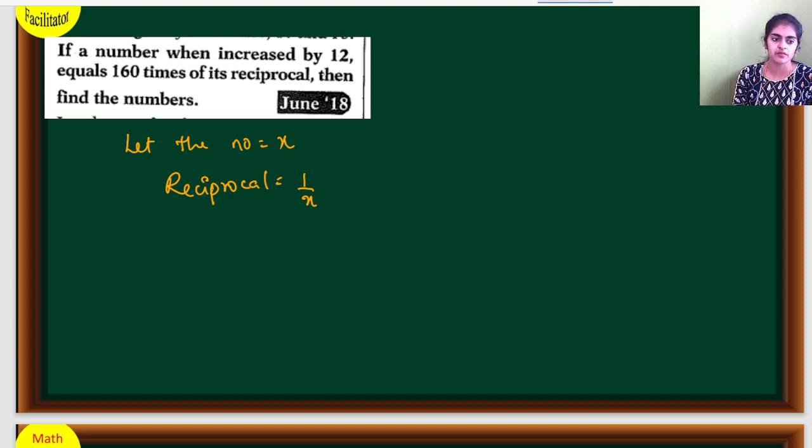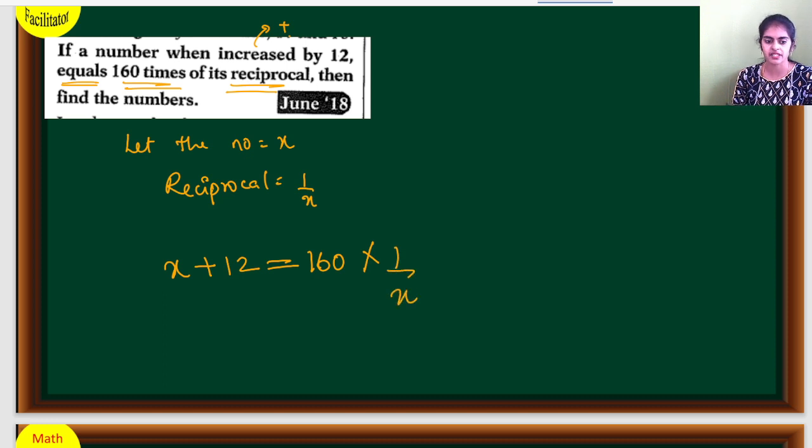So if this number is increased, increased means always plus, so it is increased by 12 equals, so it will be equal to 160 times. 160 times means 160 multiplied by, times means always multiplication, the reciprocal of the number. Clear? So you have to find the number.